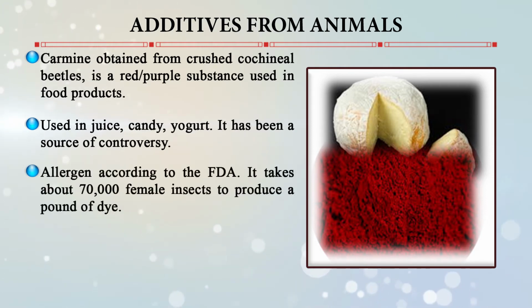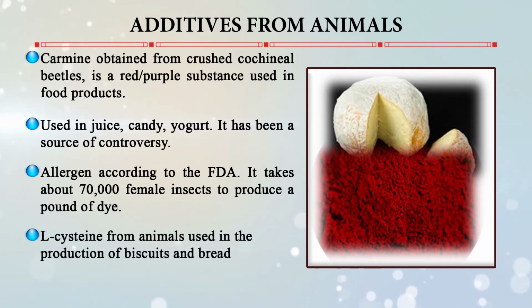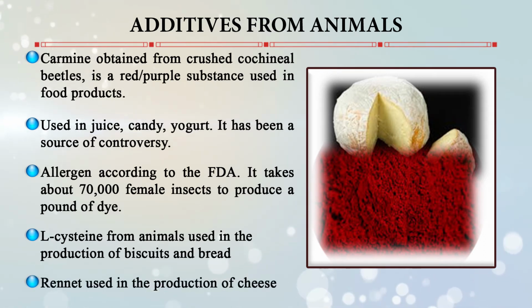According to the FDA, this is an allergen, and it takes a lot of female insects to produce 1 pound of the dye. Then L-cysteine from animals is used in the production of biscuits and bread, and sometimes it may interfere with your system, it may not suit you. In the same way, rennet is used in the production of cheese. So these are all certain additives that we get from animals in order to process certain food products.